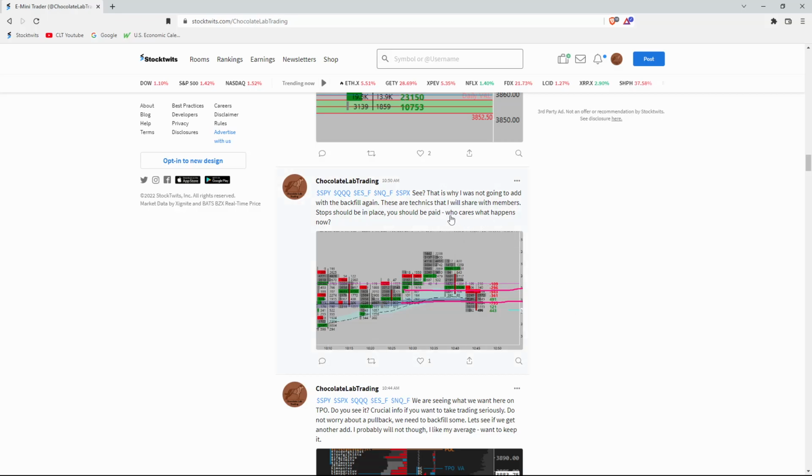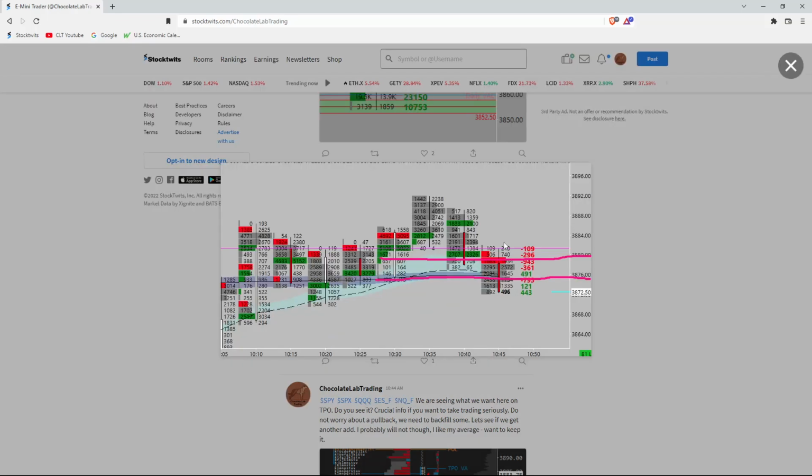So next thing, I said, see, this is why I was not going to add again with the backfill. These are techniques I'll share with members. Stop should be in place. You should be paid. Who cares what happens now? And look at the volume, looking to be backfilled, and sure enough, this time it wasn't respected, even though we had big moving averages here.